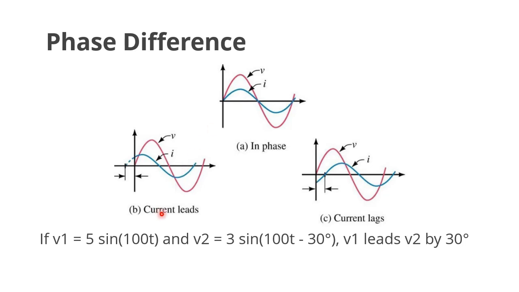If you look at part B, current I leads by some amount of phase displacement. That's why we can say I leads voltage V. In the last case, the I lags the voltage V by some amount of phase displacement. That's why we can say current I lags the voltage V. So here is an example. If V1 equal to 5 sin 100t and V2 equal to 3 sin(100t minus 30), we can tell that V1 leads V2 by 30 degrees.